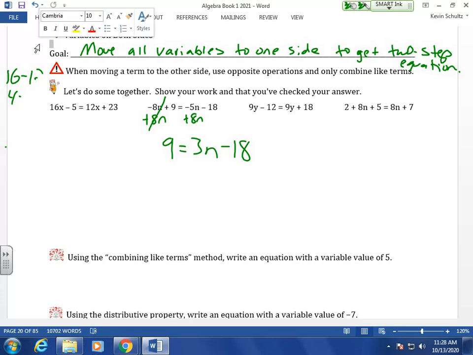Or you've got the process way there, add 8n to both sides. Either way, two-step equation, add 18, 27 equals 3n, divide by 3, and we get 9. Okay?